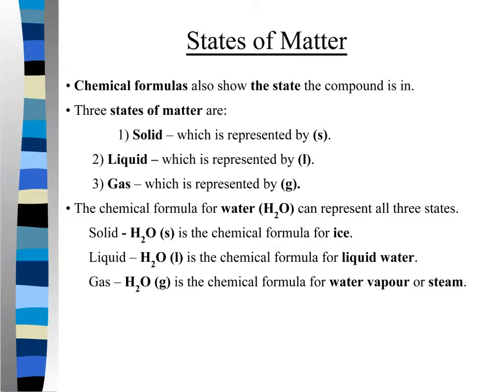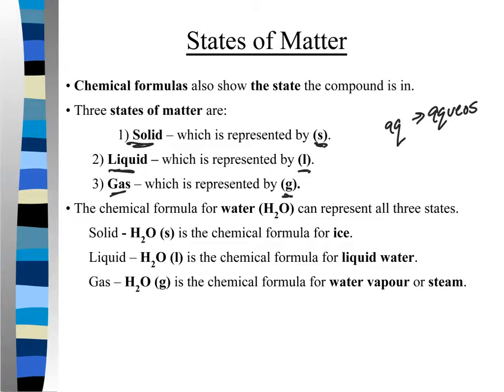Now, states of matter. Chemical formulas also show the state the compound is in. There are 3 states of matter that we need to be concerned about. First one, we have a solid, which is represented by a little s. We have a liquid, which is represented by a little l. And we have a gas, which is represented by a g. Other thing that you may see sometimes is AQ, which is an aqueous solution.